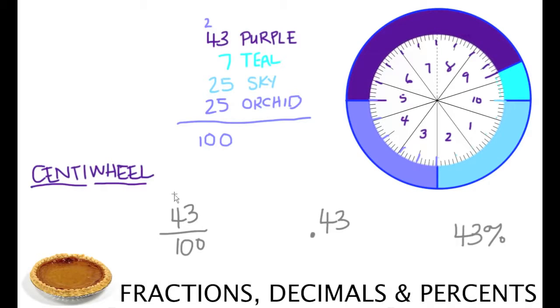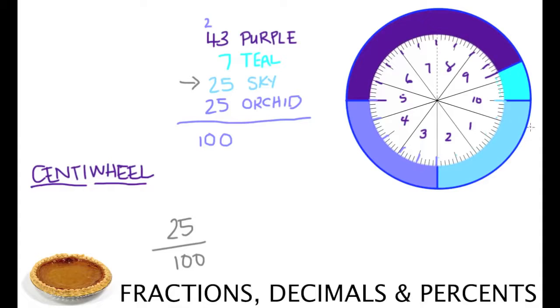Okay? And the same thing would work for any of the other colors. Let's do sky. 25. So it's 25 out of 100 is colored sky. Sky's this one. 5, 10, 15, 20, 25. What's the decimal? 25 hundredths. What's the percent? 25%.